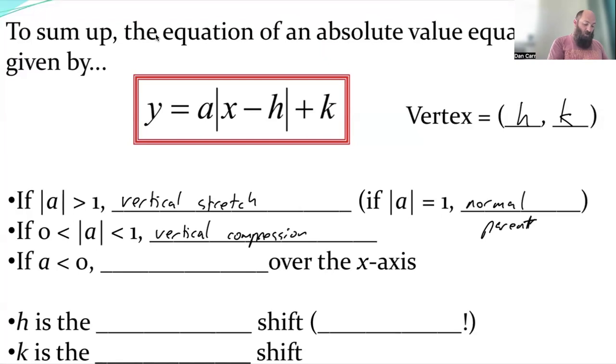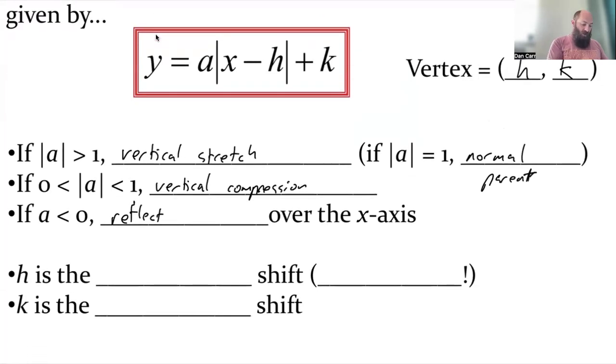And if a is less than 0, we reflect, specifically over the x-axis. Okay, and then h causes a horizontal shift, and it goes the opposite direction of what's inside. Okay, k is a vertical shift, and it goes the same direction as whatever the number is.